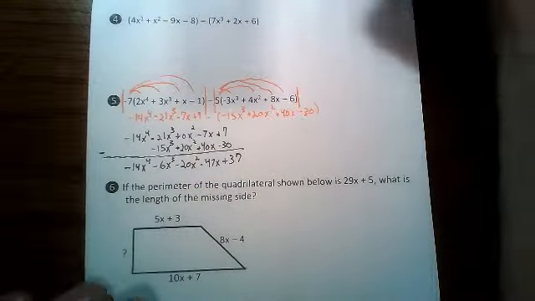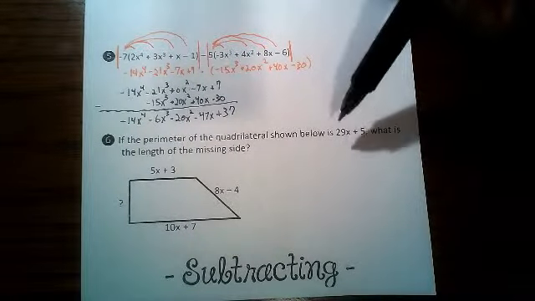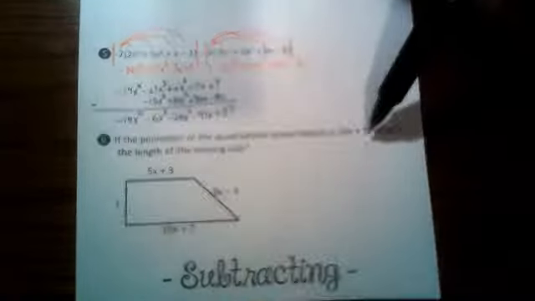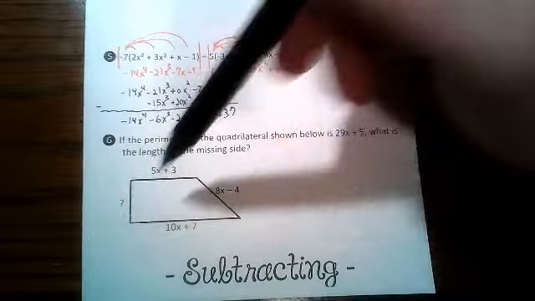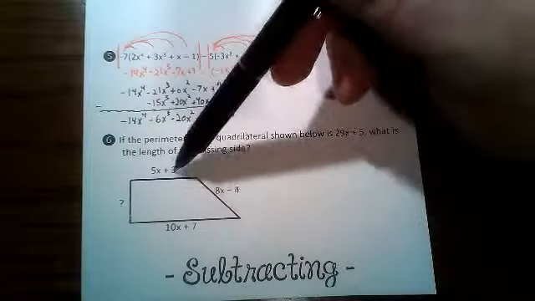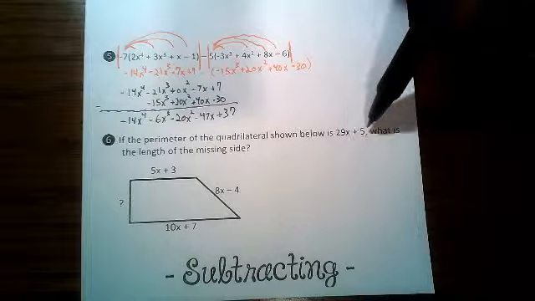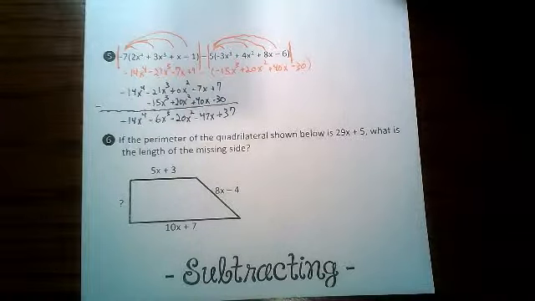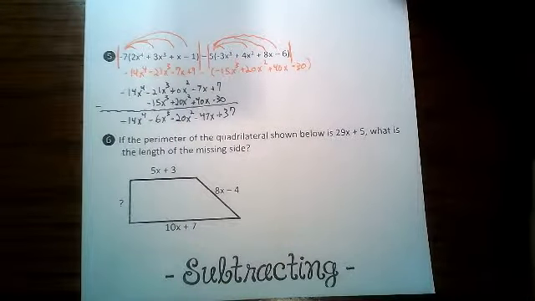Number 6 is going to be a challenging one. It tells you that the perimeter can be represented by 29x plus 5. Now it wants you to find this missing length if these lengths are given. And you know that they all should add up to 29x plus 5. Have your teacher check your answers for the ones that we didn't do together. And if you have any questions, please let your teacher know.